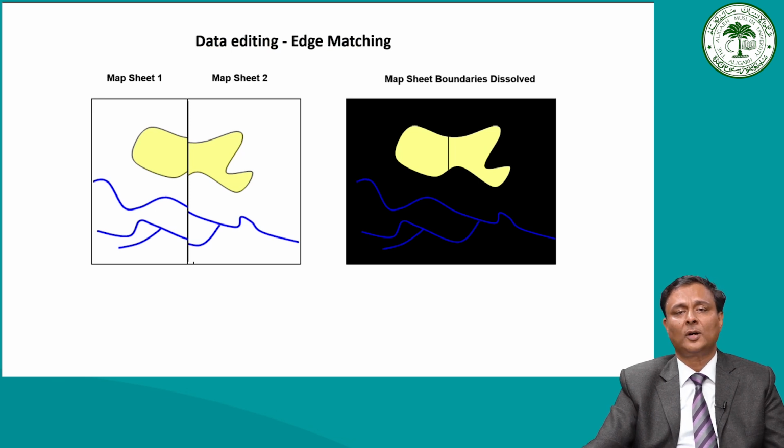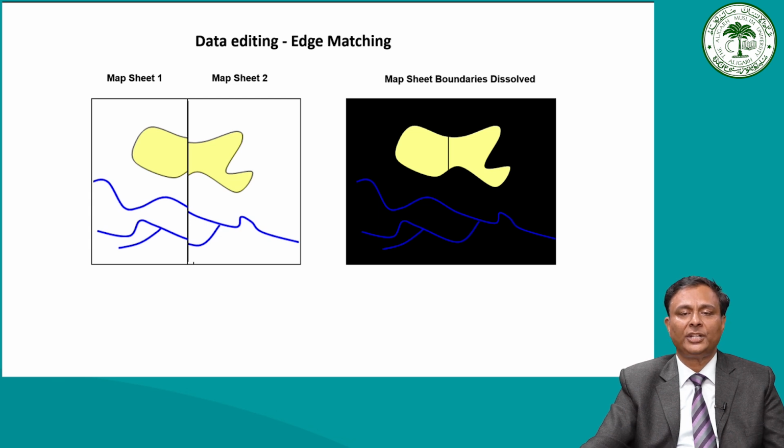Another example is when a study area extends across two or more map sheets. There might be small differences or mismatches between adjacent map sheets, as you can see in this diagram which we are showing. So, adjacent map sheets need to be resolved, and this process of error removal is known as edge matching.